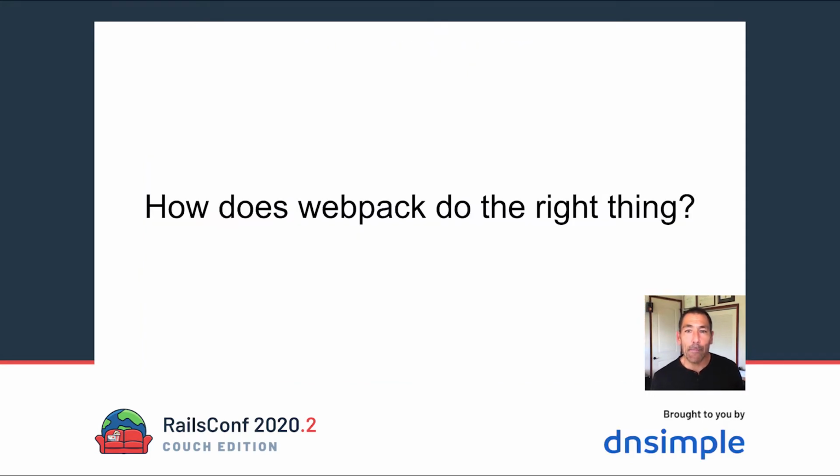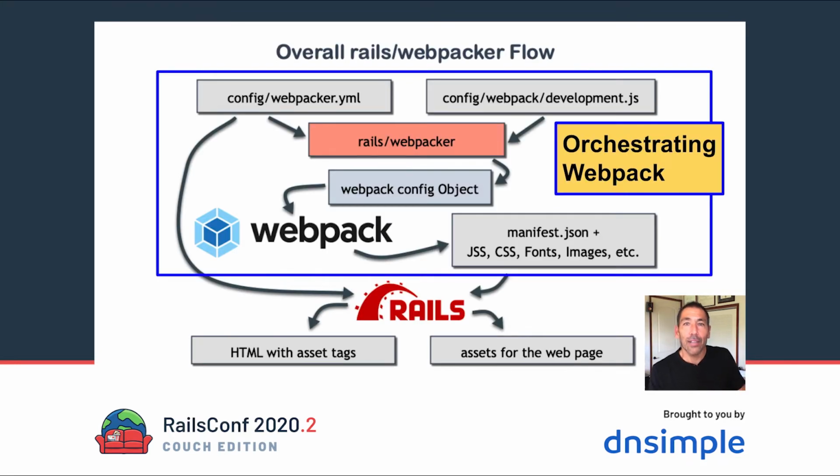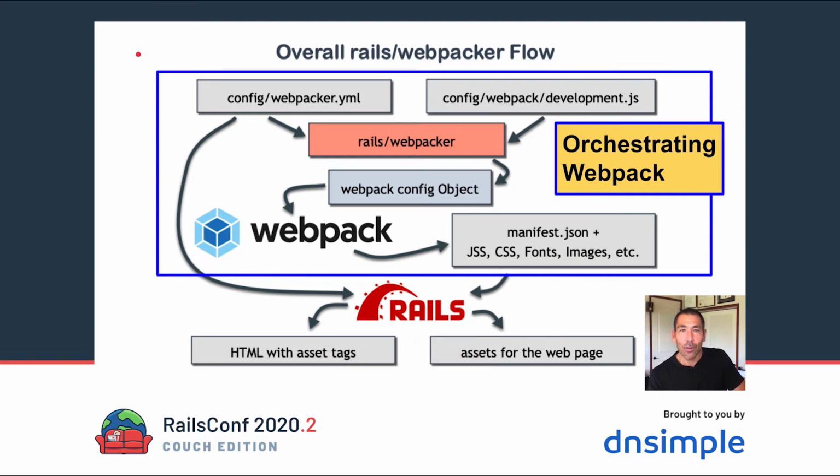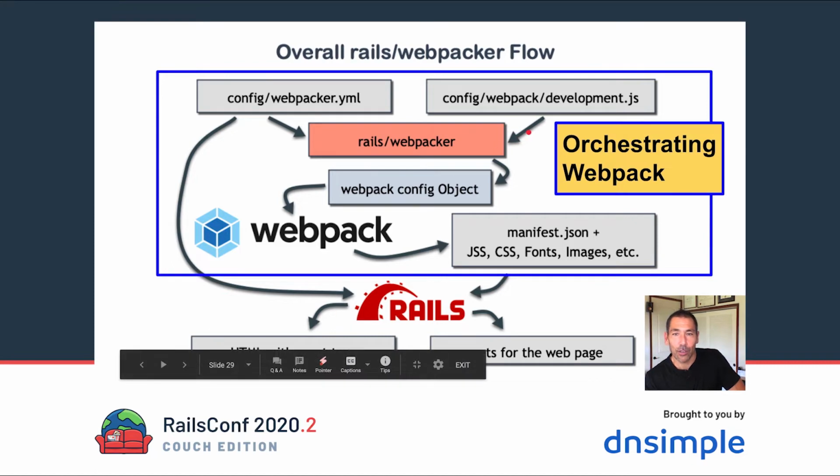So how does Webpack know to do the right thing? Well, now let's take a look at the top of the overall roadmap for Rails Webpacker. How is the Webpacker library going to orchestrate Webpack so it's creating the right stuff, which will get fed into Rails?